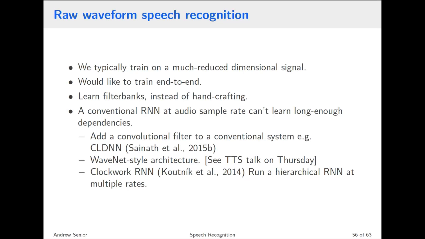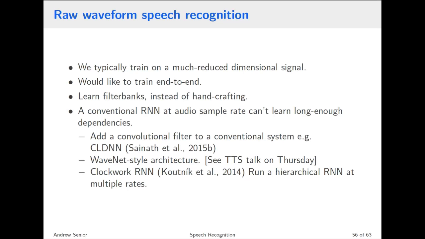One problem with doing it is that if you're running an RNN, the dependencies now become very long range. We're processing 16,000 samples a second instead of 100 frames a second. So the dependencies become very long range. Just running an RNN on the audio is a lot of computation, and it means long range dependencies to learn. So just simply doing that probably isn't going to work. A number of other approaches have been tried.